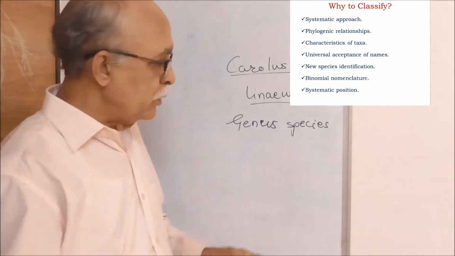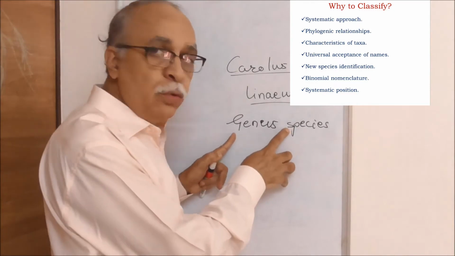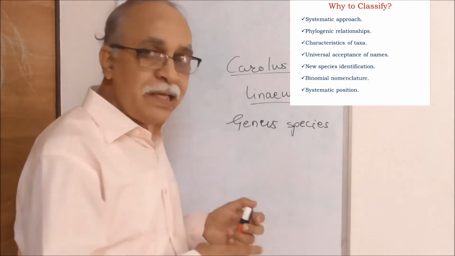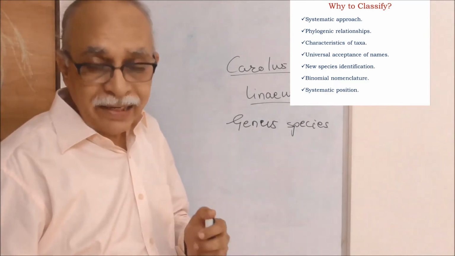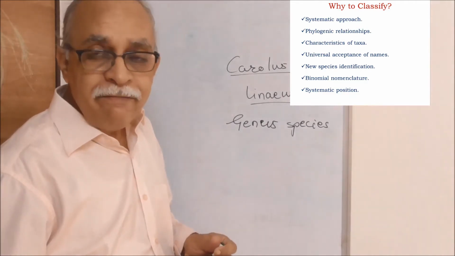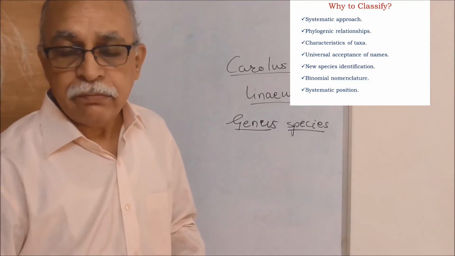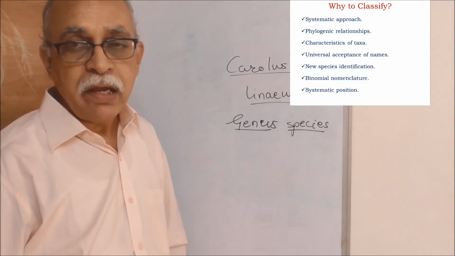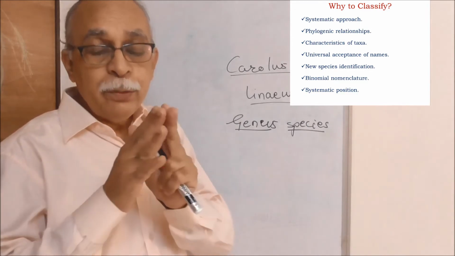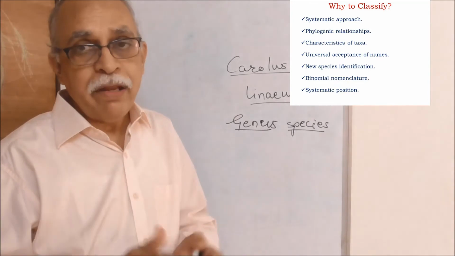The first rule says that the genus name has to begin with a capital letter, and the species name has to begin with a small letter. And both the names have to be in italics if you type them, or if they are handwritten, they should be separately underlined. These two rules have to be followed for naming every organism. So binomial nomenclature gives you a universally acceptable method of naming.